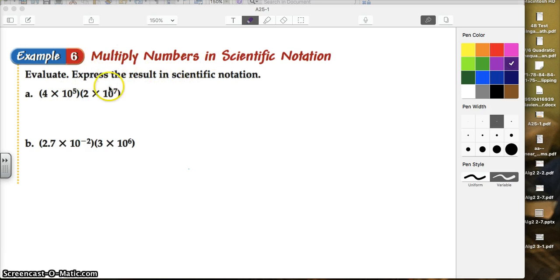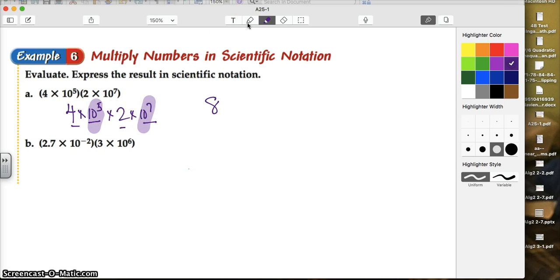It's not going to be too hard, but we just have to be patient and take our time. So we're multiplying 4 times 10 to the 5th times 2 times 10 to the 7th. Technically, you're multiplying 4 times a 10 to the 5th times a 2 times a 10 to the 7th. I hope rewriting it like this shows you that you can multiply the 4 and the 2 to get 8. Then we multiply 10 to the 5th power times 10 to the 7th power. We've got the same base. And what do we do when we have the same base and we're multiplying? We add the exponents. So this is now 4 times 2, 8, times 10 to the 12th power.